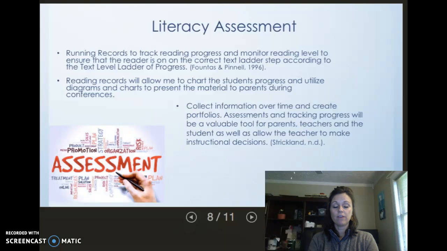Assessments in the classroom are a vital tool in literacy teaching. I plan to utilize running records to track reading progress and monitor reading level to ensure that the reader is on the correct text ladder step. Running records will allow me to chart progress and even utilize diagrams and charts to present to parents during conferences. I plan to collect information on an ongoing basis and create portfolios to chart progress over time. This will be a valuable tool for parents, teachers, and the student, and for me to make instructional decisions.